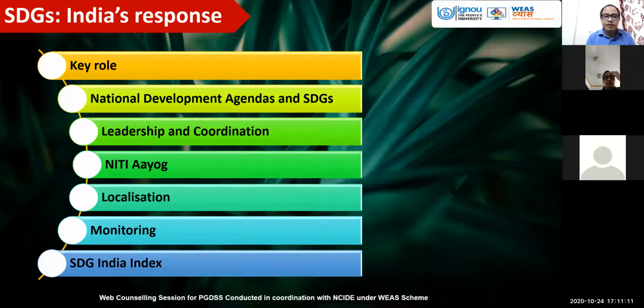Regarding this, in this session we'll talk about the SDG India Index. Monitoring is based on performance, and India already has two versions of the SDG India Index. The second version was published in 2019, and today's presentation is entirely based on that SDG India Index 2.